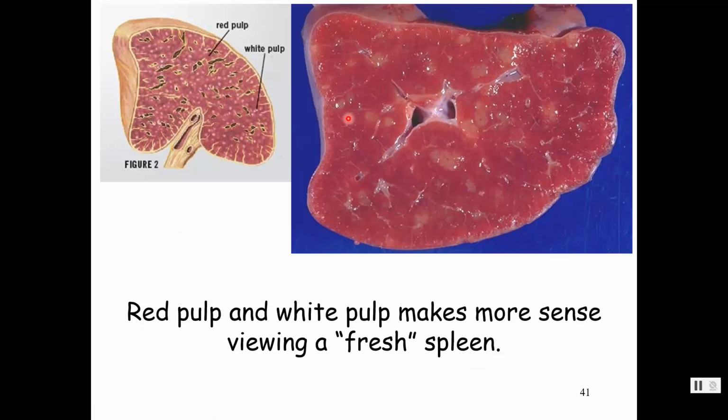So this is when they looked at a fresh spleen. They said, oh, look, red pulp, because, yeah, red blood cells and storing blood there. And then the white pulp would be aggregates of those white blood cells, particularly the lymphocytes. So that makes a little more sense.